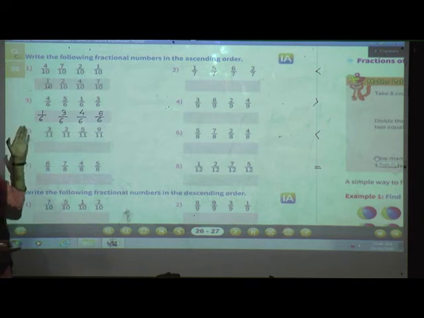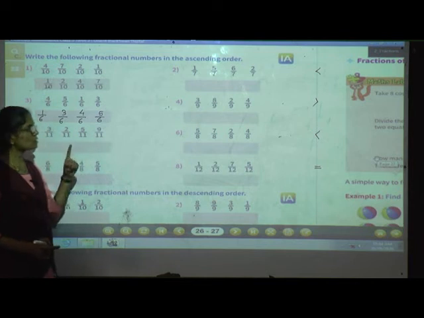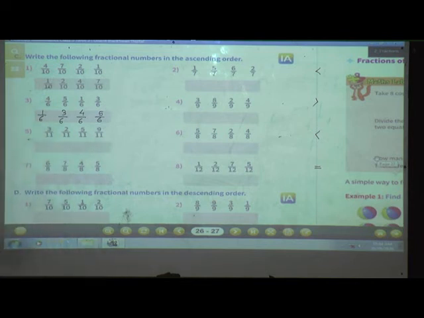See here, all are like fractions. So in this case you only have to see the numerator. See the numerator, which one is smaller? Take that fraction first.